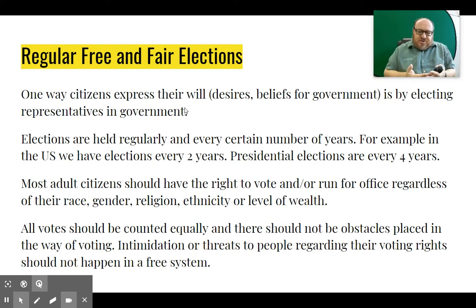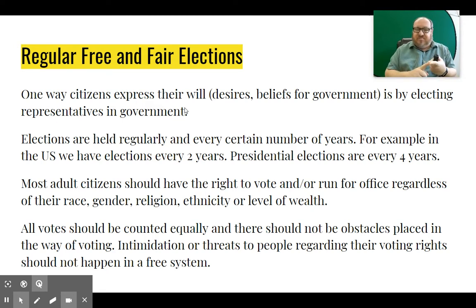Now, also, to be part of a free and fair election, all votes have to be counted equally. No state's vote should count any more than anybody else's votes. No individual vote should count any more than anybody else's individual votes. And there should not be any obstacles placed in the way of voting. Intimidation, threats to people regarding their voting or their voting rights should not happen in a free system. So, what might be some obstacles that people place in the way of voting?